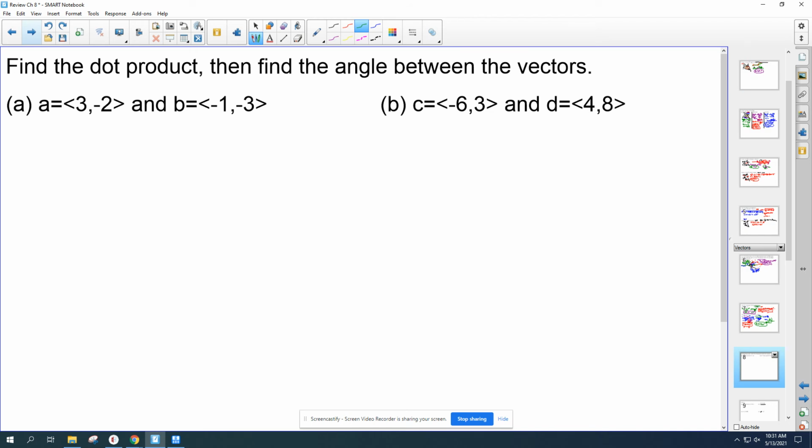Okay, dot product. Here's another very commonly missed problem. People don't know what the dot product is and what it does and what it says. Okay, find the dot product. It's really one of the easier questions on the test, but people will miss it.